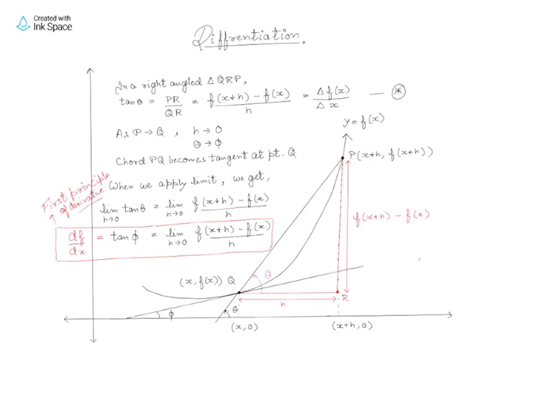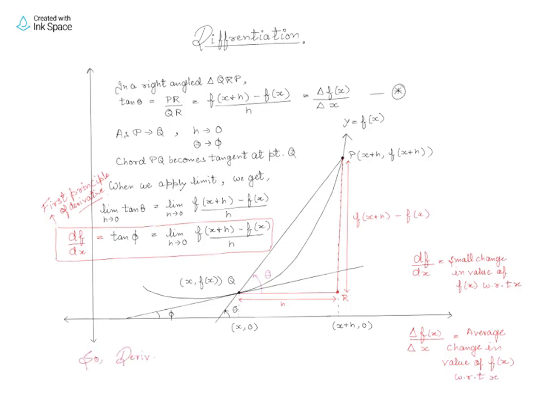Now some notation which we have used are df upon dx. This is a small change in the value of the function when there is a small change in the value of x. So here we are considering a small change, or we can say instantaneous change, while del f upon del x is the average change in the value of a function f(x) with respect to the change in the value of x. So here we are considering average change.